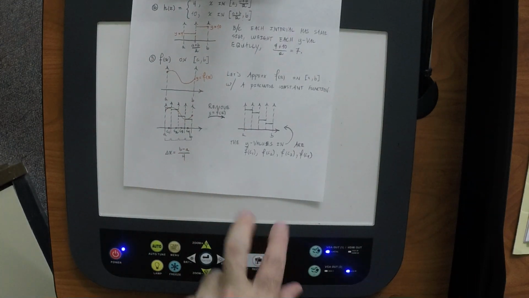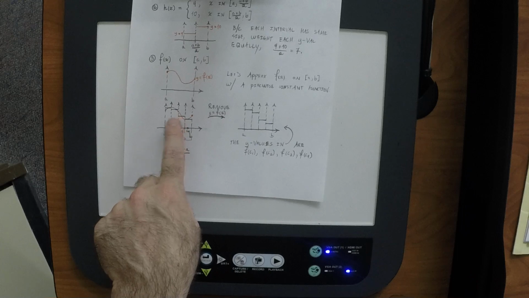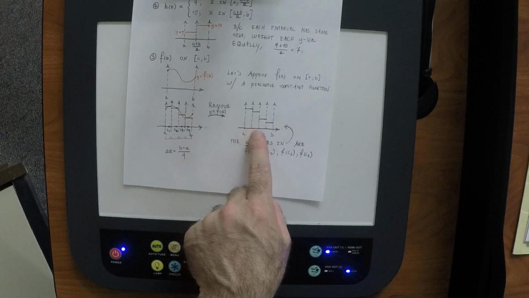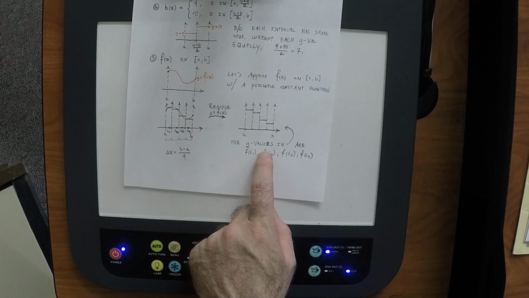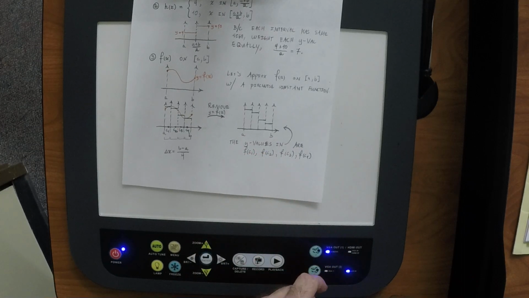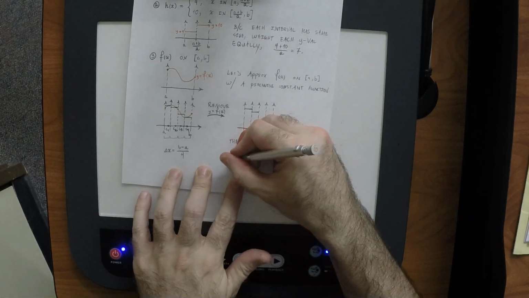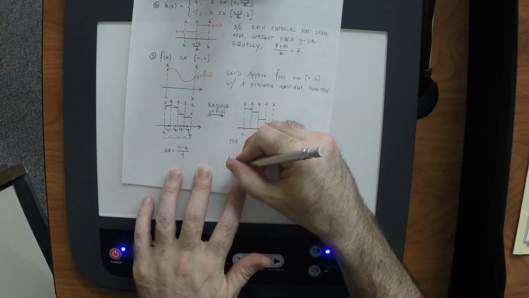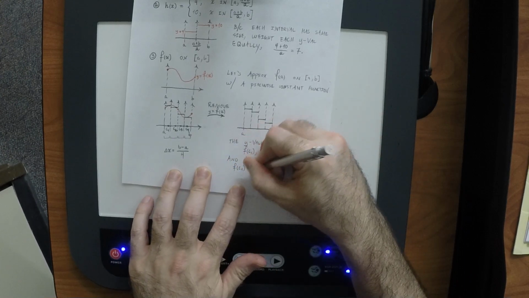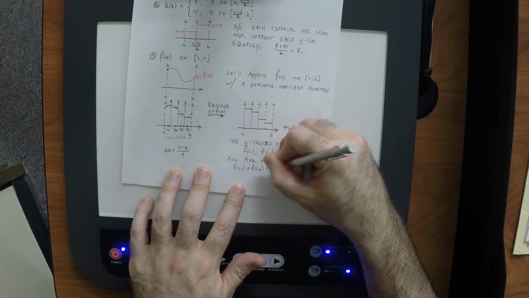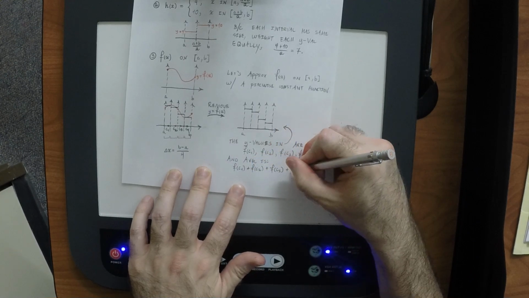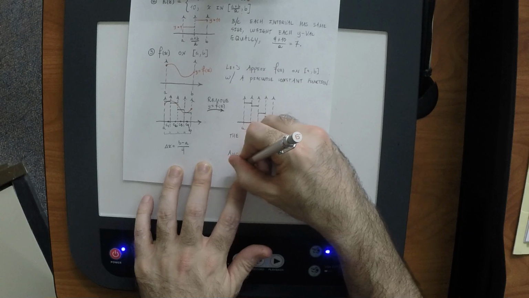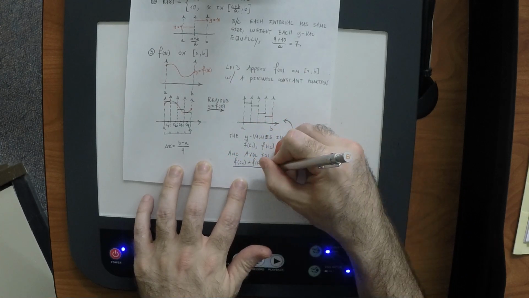So what I'm telling you is that the green function is an estimate of the red function, and because the green function has finitely many y values spread out over equal size pieces, we can construct an average for the green function by just averaging up all those y values. So that'd be f of c1 plus f of c2 plus f of c3 plus f of c4, like so, over 4.